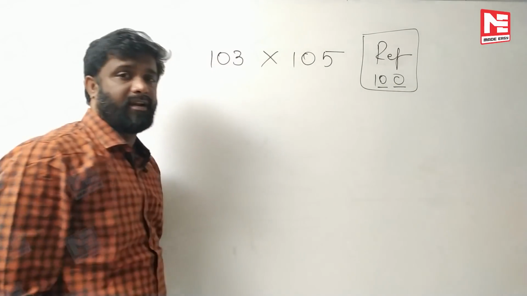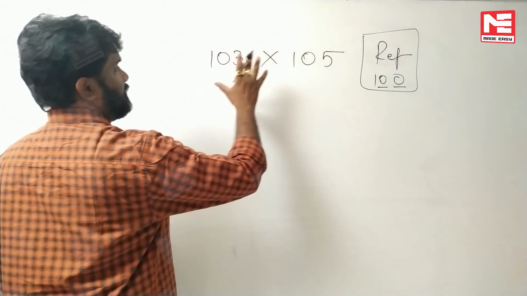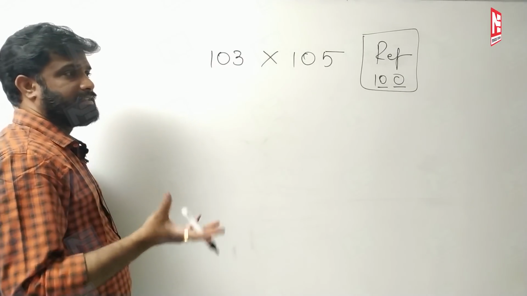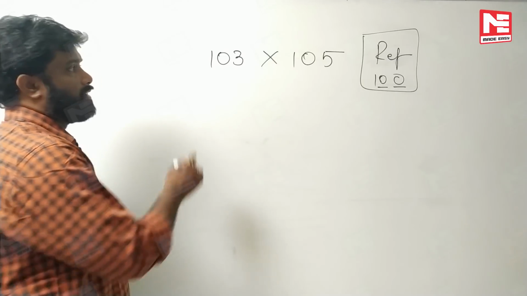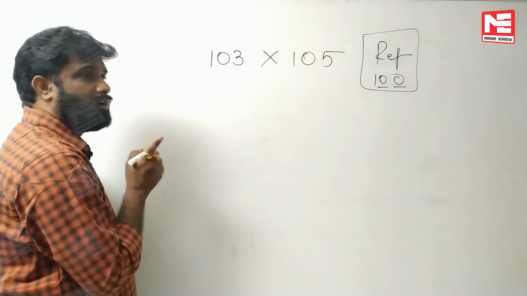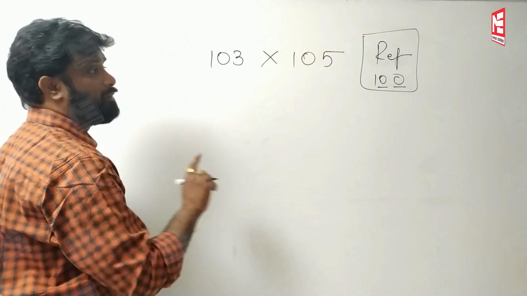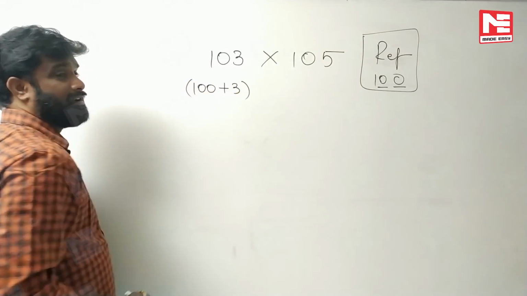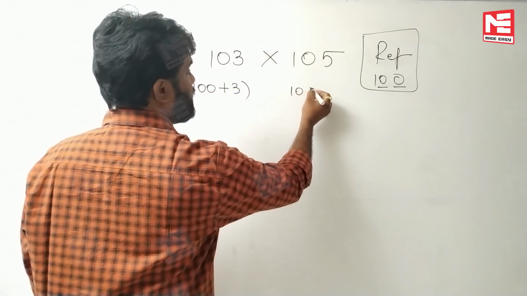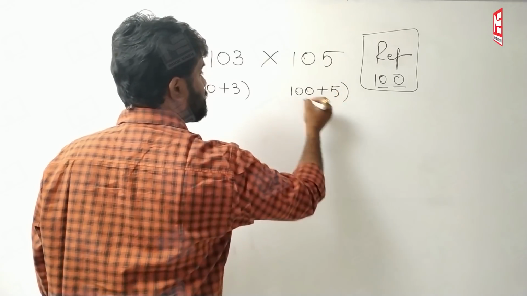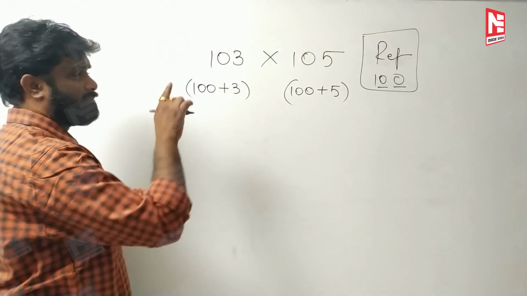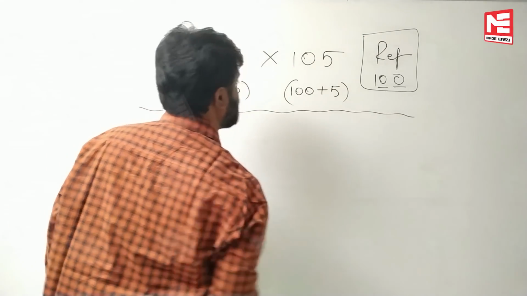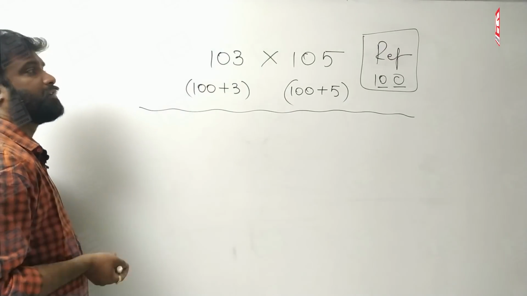There are 2 zeros in 100. 103 into 105. Friends, you know very well, first you have to assume it as a friend of 100. So how can you write 103? In the language of neighborhood of 100, it can be written as 100 plus 3. And 105, how can you write it? It can be written as 100 plus 5. 103 can be written as 100 plus 3, and 105 I am assuming as 100 plus 5. This is the mind work you have to go for. This is what should run in your mind before going for the shortcut, right?